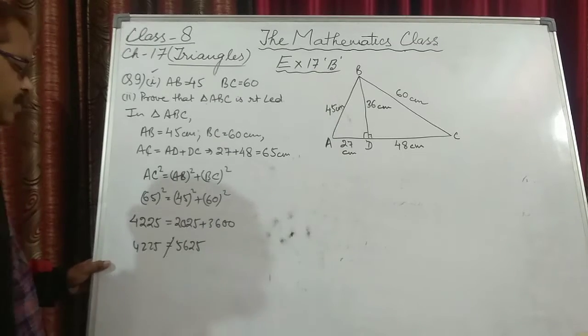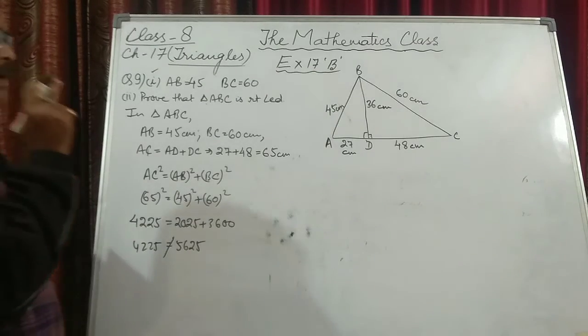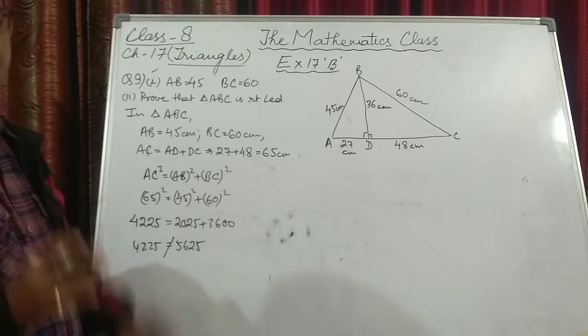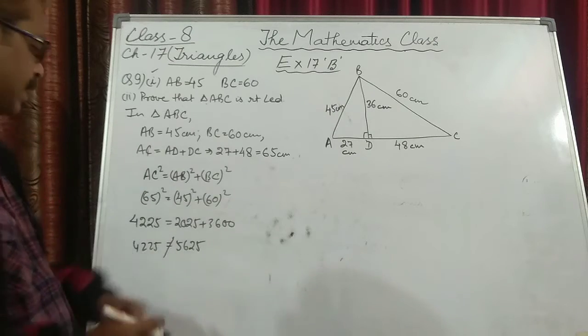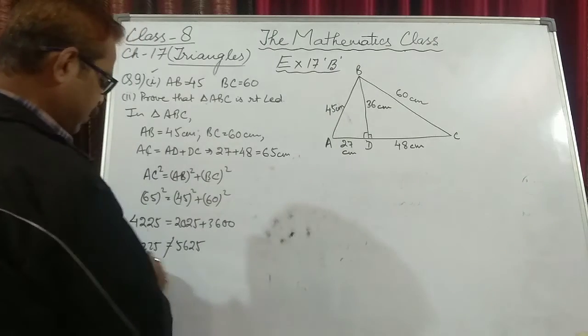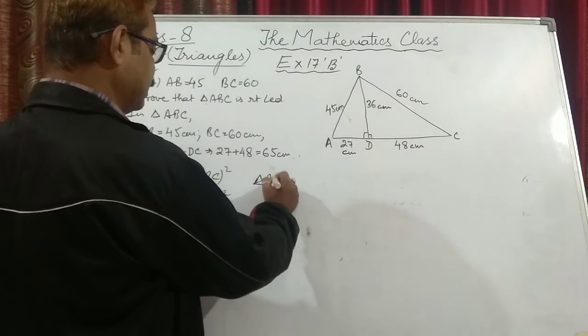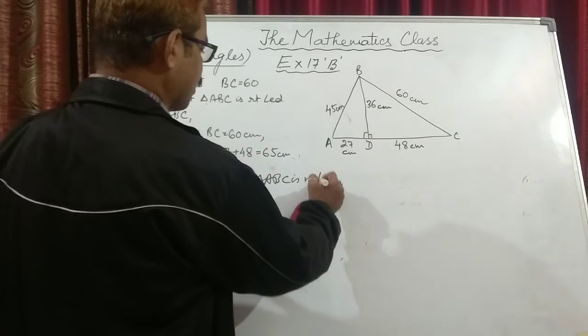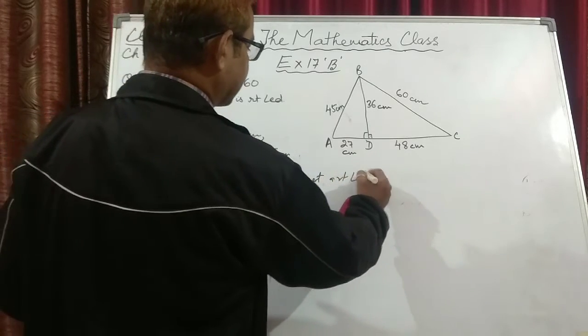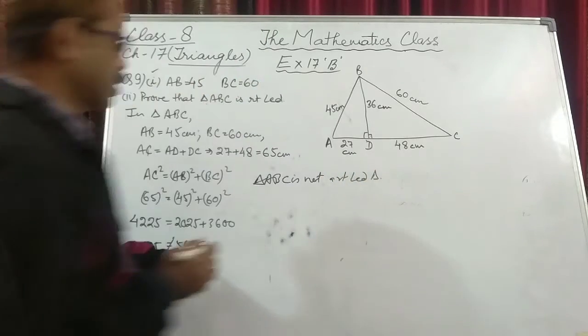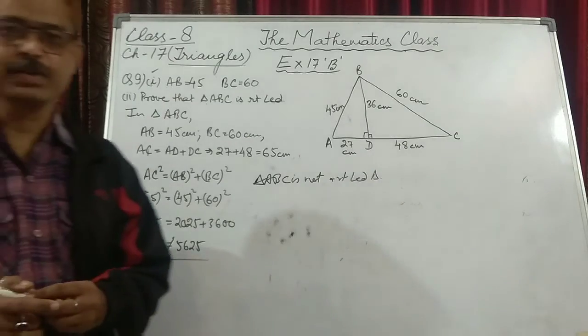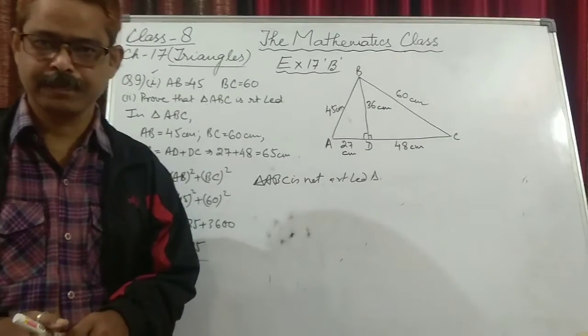4225 is not equal to 5625. Therefore, triangle ABC is not a right angle triangle. So now we have finished this question. Let's see what is there in the next.